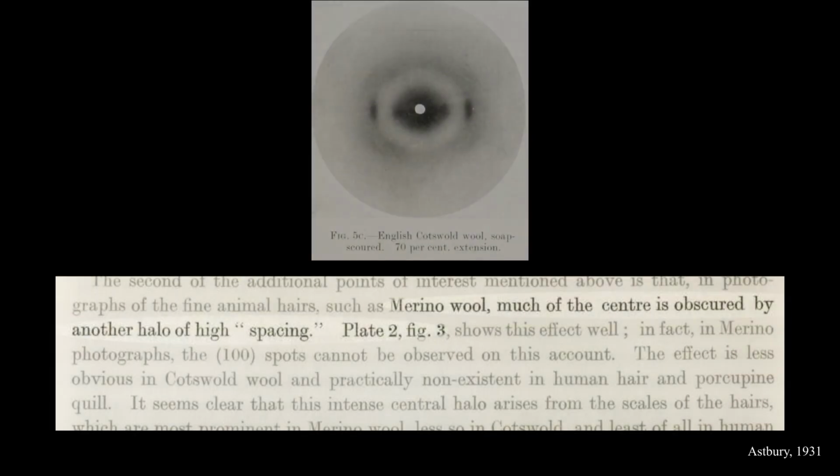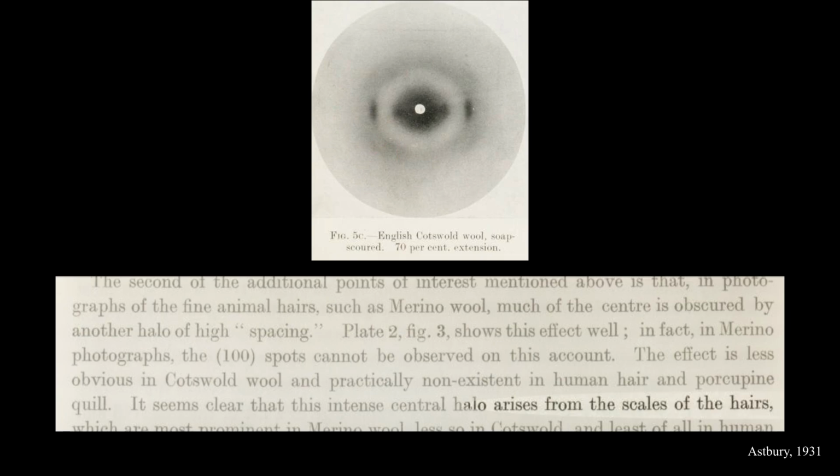In addition, he found two separate molecular structures for these proteins, a natural unstretched form, which he called alpha keratin, and a stretched form, beta keratin, which he could extend up to 3 times its length by exposure to water or steam. Astbury also found that hair has the striking property of always returning to its original length if wetted after extension. However, in a number of images, much of the center is obscured by a halo of high spacing, which clearly arises from the scales of the hair.